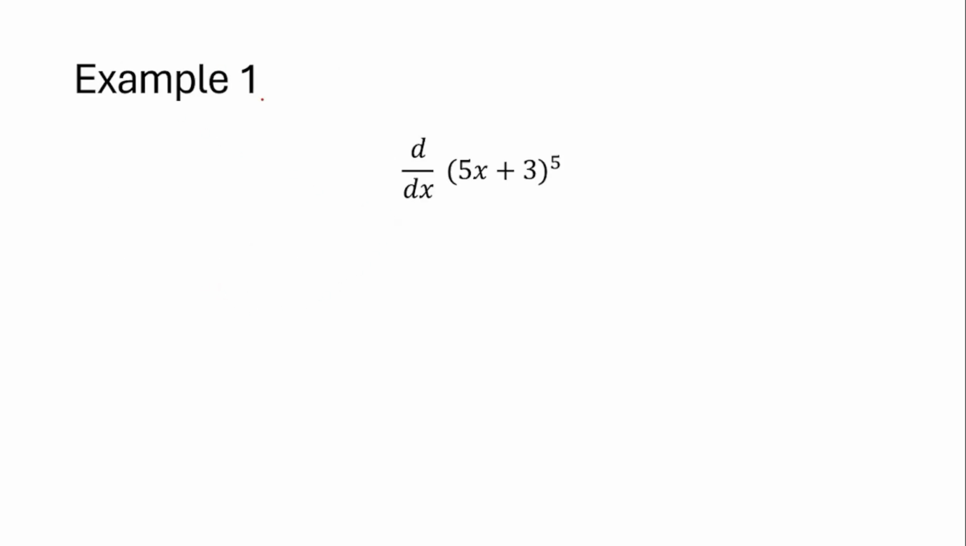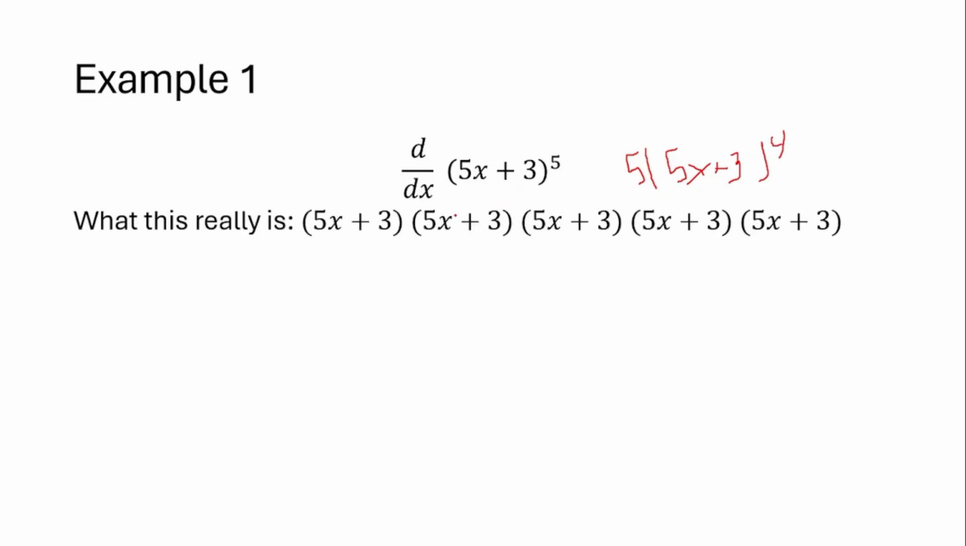For our first example, we have the derivative of 5x plus 3 raised to the fifth power. Initially you might think you could solve this by, say, doing the chain rule of 5 times 5x plus 3 raised to the fourth power. But unfortunately that is not correct, because what we're really seeing here is 5x plus 3 written out 5 times. So this would not be the correct answer, so we'll go ahead and X that out.